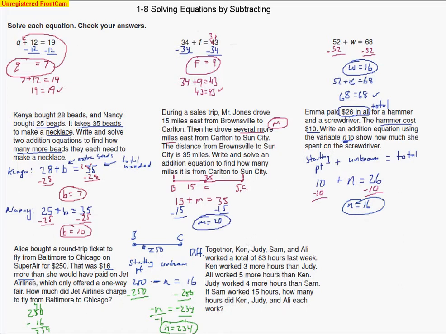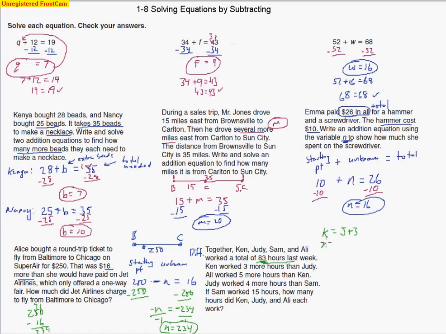Together, Ken, Judy, Sam, and Allie worked a total of 83 hours last week. So a total of 83 hours. You might need that number in just a moment. Ken worked 3 more hours than Judy. So let's write this down. Ken equals, and then 3 more hours than Judy. So we're going to do Judy's time plus 3 hours. That's Ken's time, because that's what it says, 3 more hours than Judy.